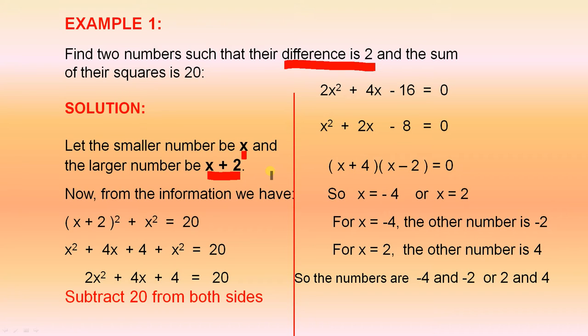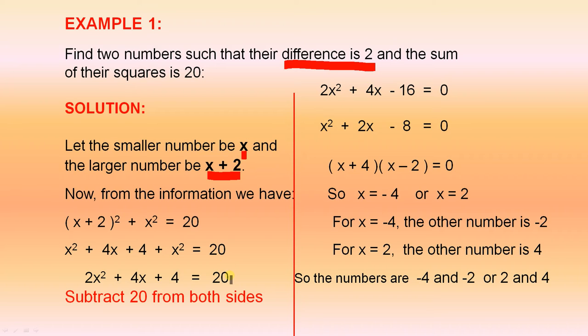Now from the information in the second part of the problem, it says the sum of their squares is 20. So (x plus 2) all squared plus x squared equals 20. That's just the second half of the problem. Now (x plus 2) all squared, that's a perfect square. So you remember from earlier videos, the way we expand this is the first squared plus twice their product plus the second squared. So it's x squared plus 4x plus 4 plus another x squared equals 20.